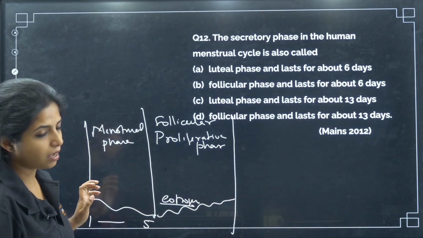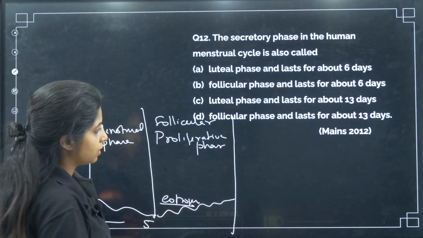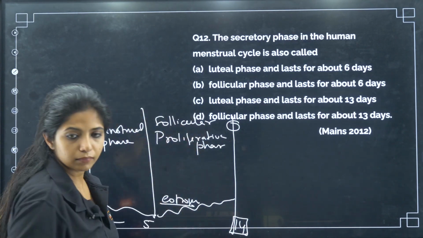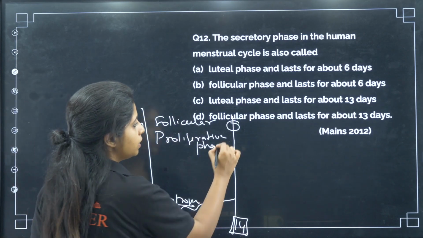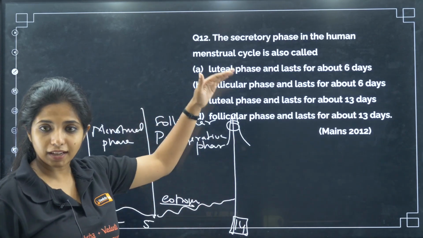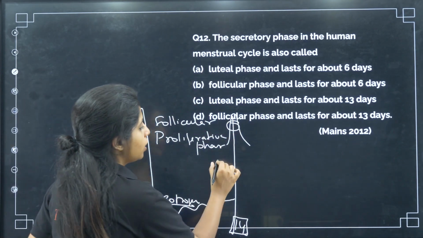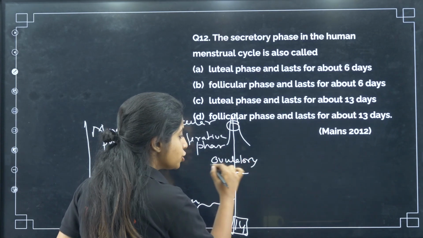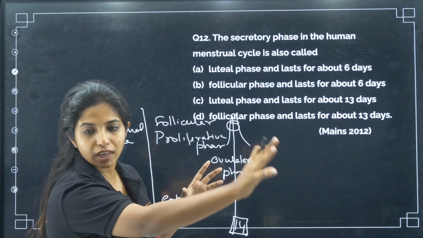Estrogen is always there. So that happens in the follicular phase. Then almost on the 14th day of the cycle, what will happen? There will be a spike and ovulation will happen. So I will call this the ovulatory phase. Ovulation happened, the Graafian follicle ruptured, and you gave the secondary oocyte.